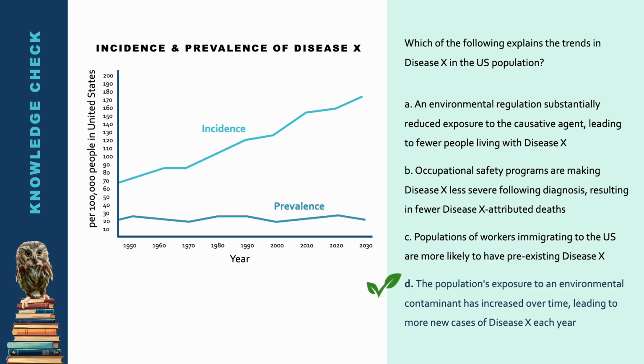The only answer that fits is that the population's exposure to an environmental contaminant has increased over time, leading to more new cases of disease X each year, because incidence is increasing while prevalence is remaining relatively stable. This means more new cases are occurring, but the disease duration hasn't increased.